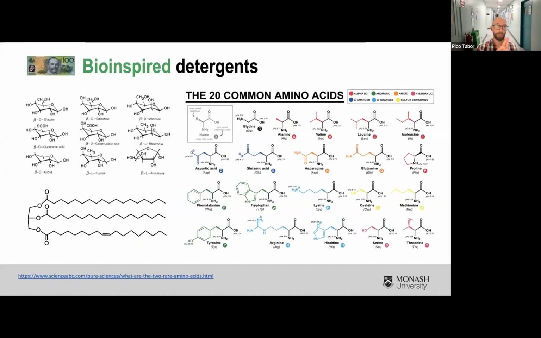Now, if you use the word bio-inspired when you write a grant, you're much more likely to get the money. So we're going to make bio-inspired detergents. We're going to use building blocks from nature. And nature has provided a fabulous set.